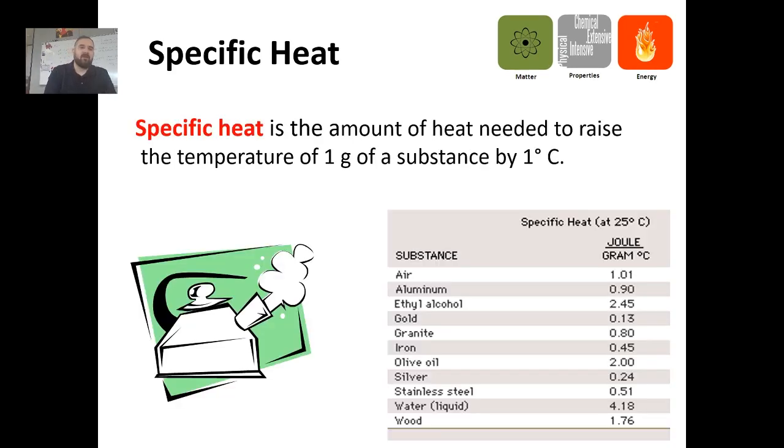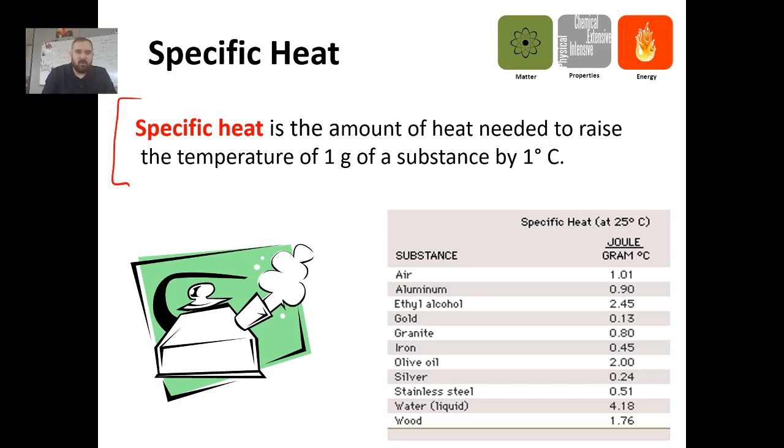So specific heat, I want y'all to write the definition for it. Specific heat is the amount of heat needed to raise the temperature of 1 gram of any substance by 1 degree Celsius. So the higher this number, the more energy is required to heat that thing up. The lower this number, the more quickly that thing gets really hot.